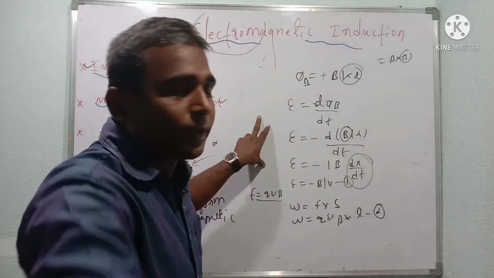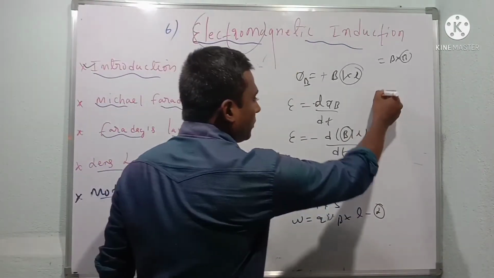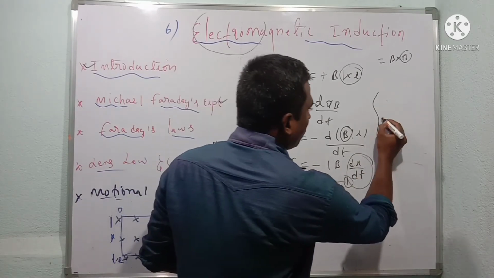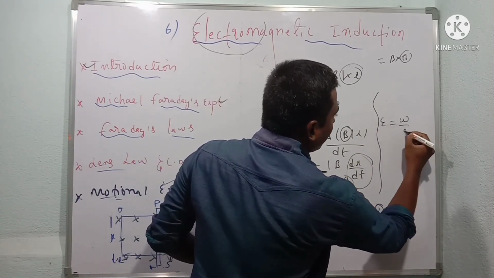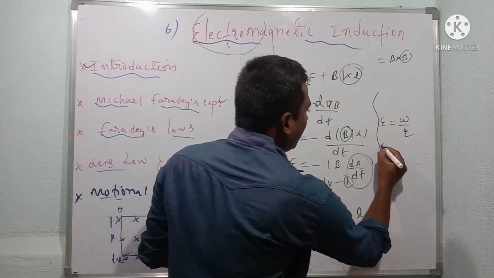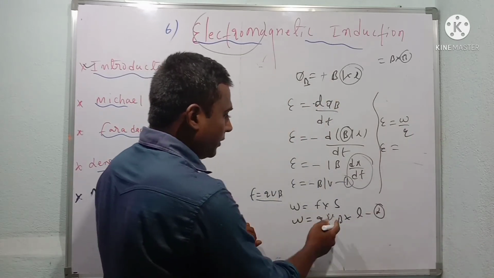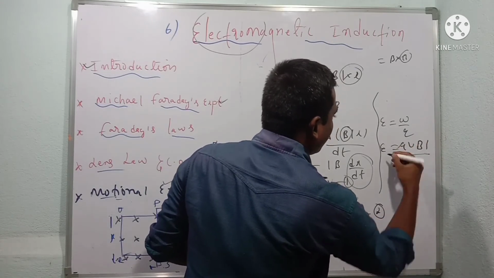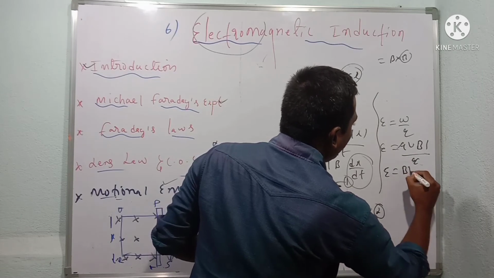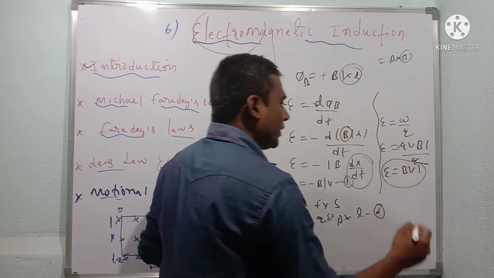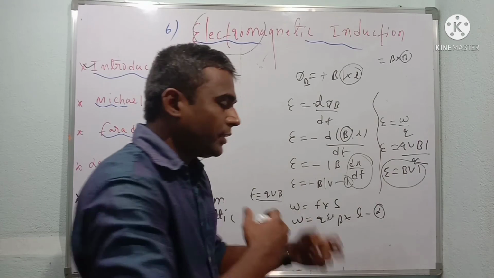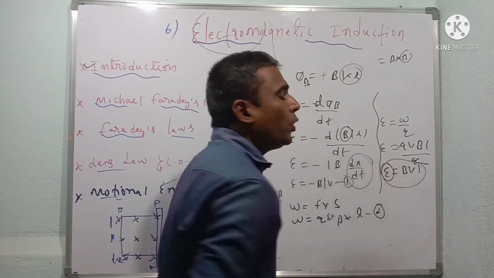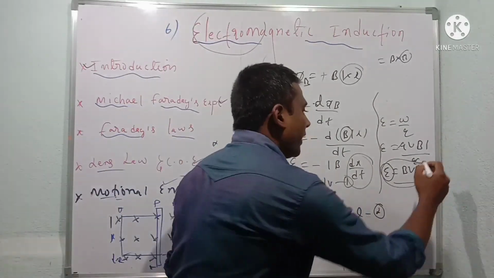Now again come back to the point: EMF is equal to work done per charge. The work done is QvBL divided by Q, Q cancels. So E is equal to BvL. Here B is the magnetic field, v is the velocity of the conductor, and L is the length of the conductor. So this induced motional EMF depends upon these factors.